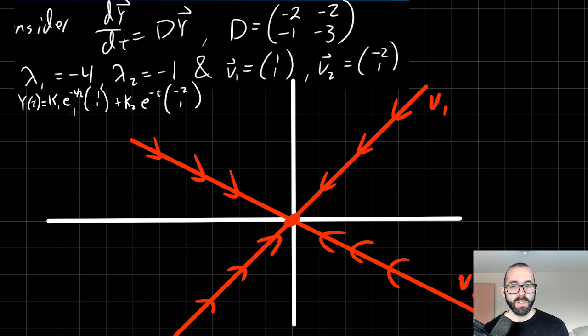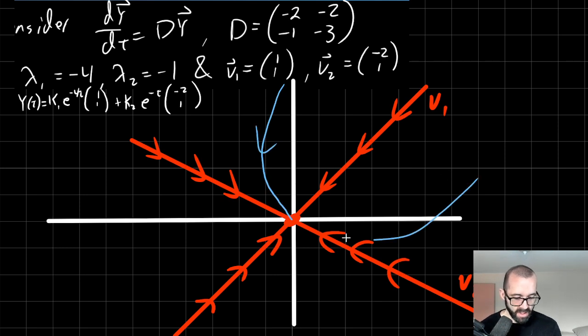Okay. So as time goes on, this kind of vanishes, and we're approaching along this vector, negative 2, comma 1. So as time goes on, we vanish very quickly in this direction, and we're left trudging along in this direction. So that tells us that essentially we're going to have things look like this, all going towards our source.